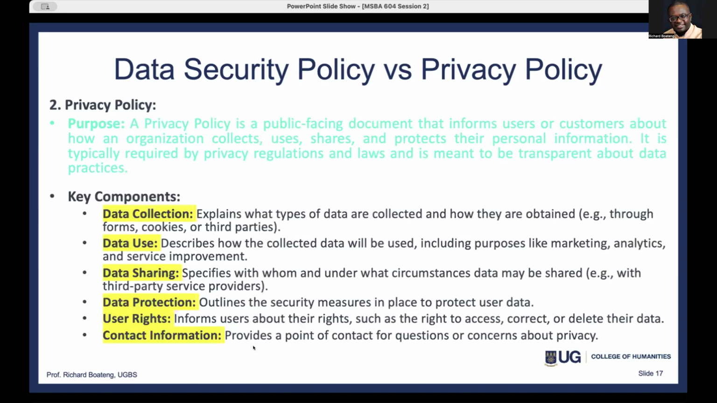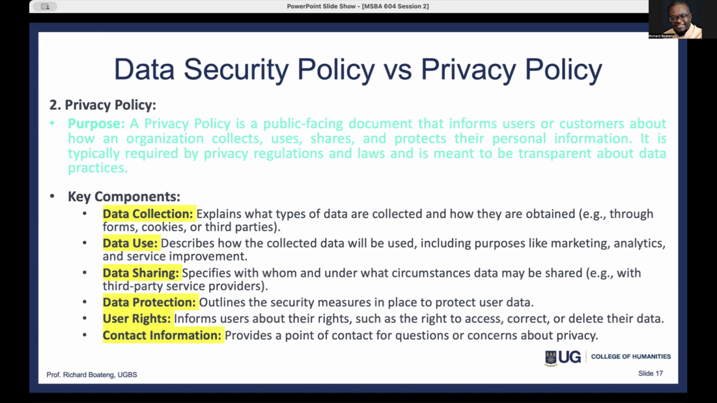So the key components in the privacy policy will be data collection. How do we collect the data? What type of data are you collecting about me? Is it personal data? Through what means? Are you using automated means like cookies, or third parties, or forms? Like I fill a form and then I choose to provide those kinds of information that you capture, like my username, my name, my location, where I live, my address, all those kinds of stuff.